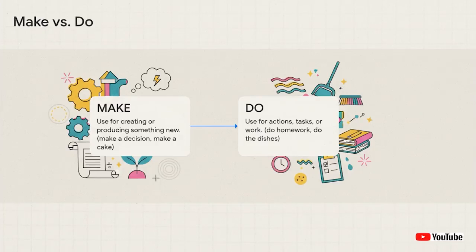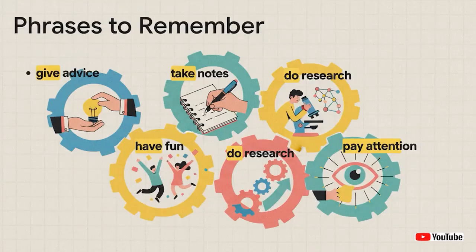A really simple way to think about it is this. You make something when you're creating something new that wasn't there before, like making a cake. And you do something when you're performing a task or an action, like doing the dishes. Here are some super essential phrases. And the real trick is to learn these as complete chunks of language. Don't just learn the word advice. Learn the whole phrase, give advice. When you learn them together like this, you won't have to stop and think about the rules. It just starts to feel automatic.